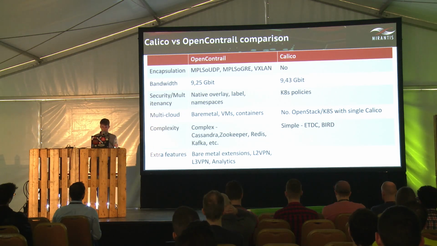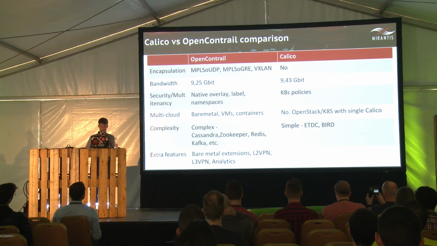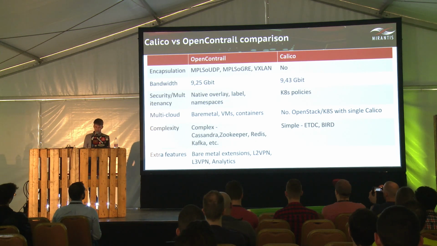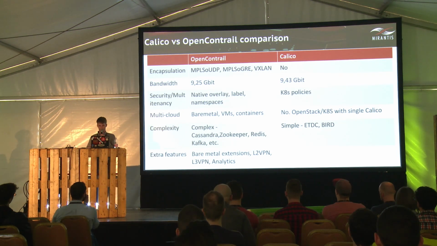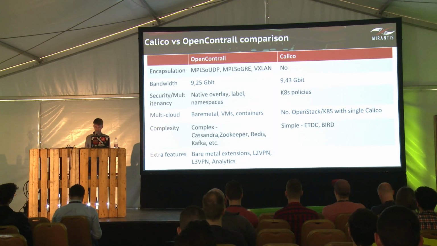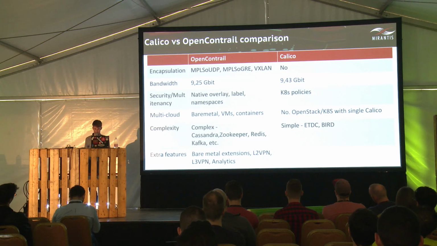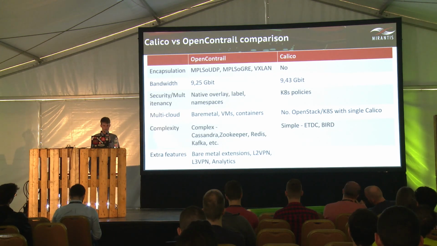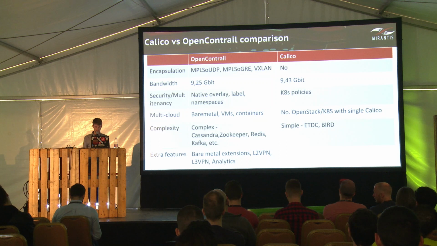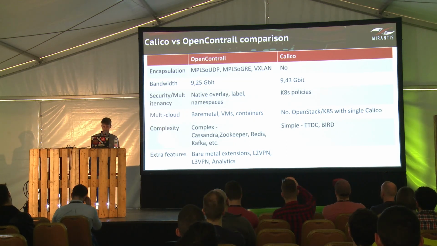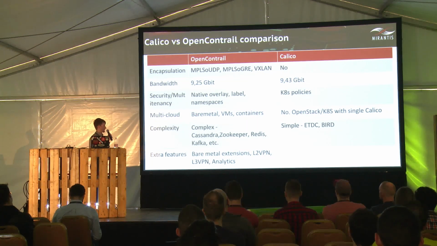And one of the features which can be required for you is security and multi-tenancy. Open Contrail provides you with native overlay isolation, and creating networks according to labels or namespaces. And Calico has implemented Kubernetes policies. You can easily run Open Contrail on multi-clouds, so you can orchestrate bare metal, VMs, and containers. But it's much harder for Calico. There is some project which integrates OpenStack and Kubernetes into a single Calico, but I have never seen it in production yet. A big disadvantage of Open Contrail is that it's really complex.